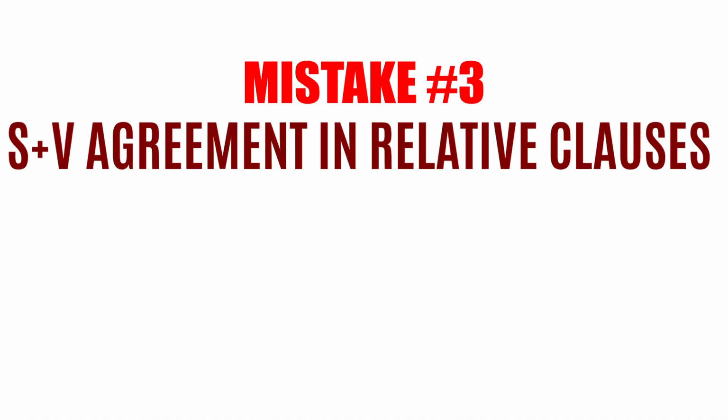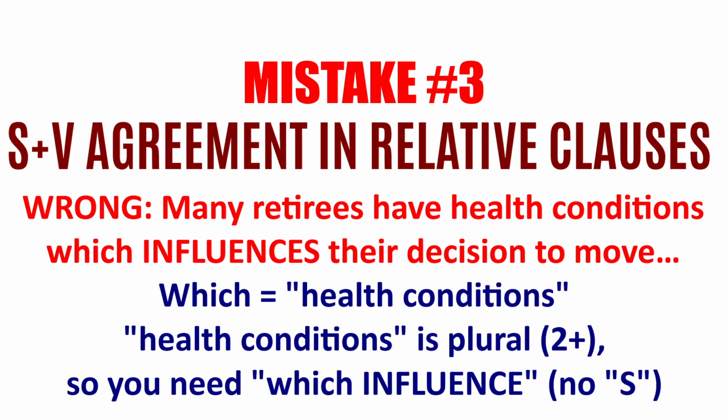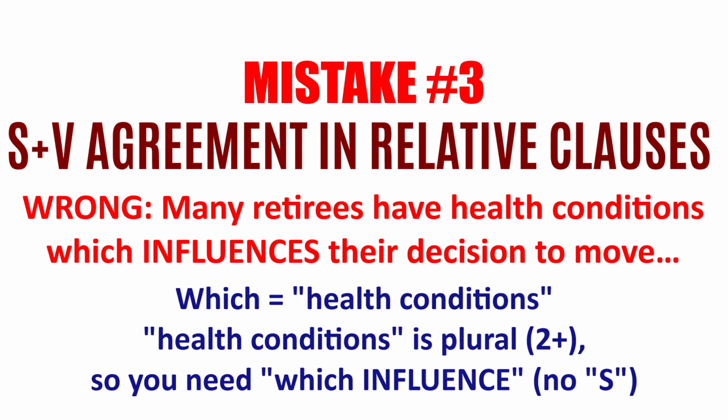All right, not using correct subject-verb agreement in adjective clauses is the third mistake I often see. This is wrong. Many retirees have health conditions which influences their decision to move. Which is conditions. Conditions is plural. It is 2+, more than one. So your verb in the adjective clause will not be which influences, it will be which influence, because conditions influence. So the marker is the word you're describing.